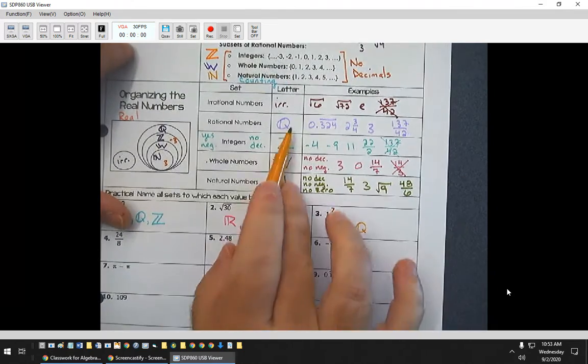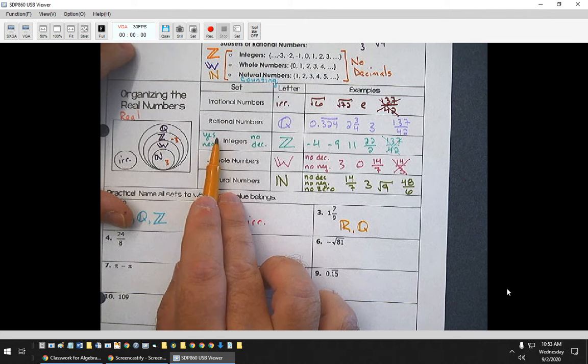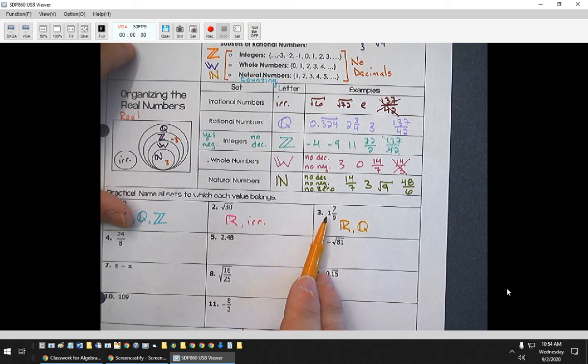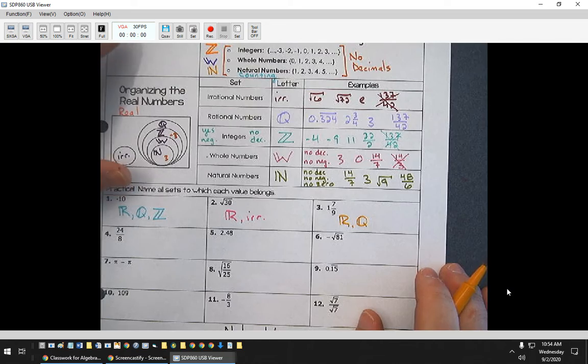Once it's a rational number, then we have to go through the rest of this list. Does it have a negative? No. It could have a negative, it could not. Negatives are okay here, but you're not allowed to have any decimals. So this was 1 point blah, blah, blah. So this is not an integer. Game over. You can stop.